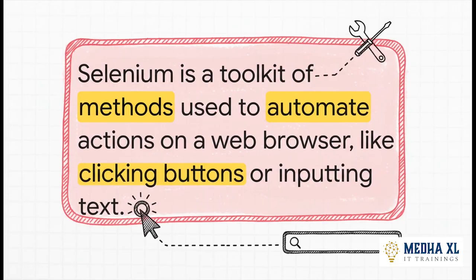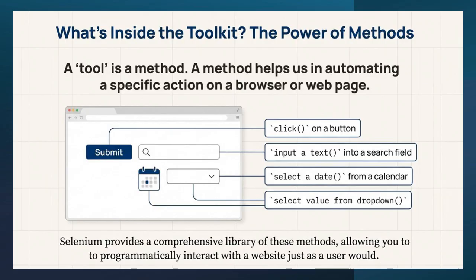Let's use an analogy. Imagine Selenium is a box of Legos. It gives you all these different pieces, or what we call methods in programming. You've got a piece for clicking a button, another piece for typing text into a search bar, maybe another one for picking a date from a calendar. Your job, using a language like Python, is to snap those pieces together to build a script that actually performs a full test. But okay, just having a box of Legos isn't enough, right?